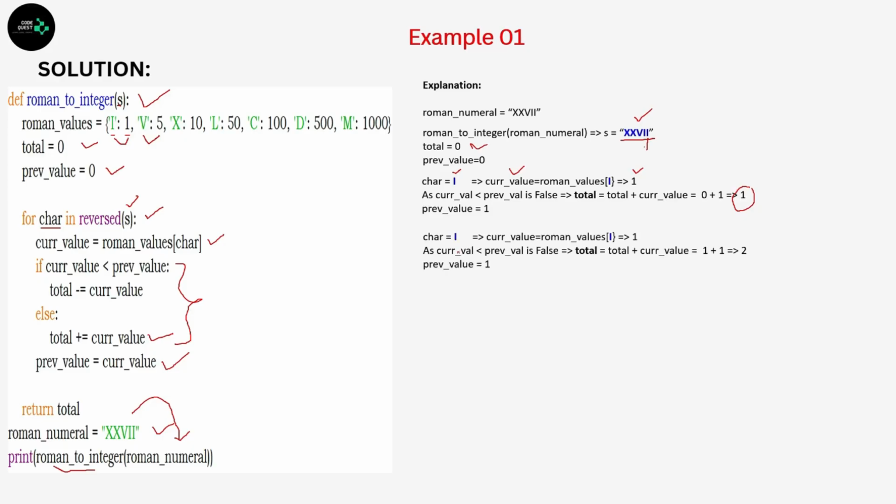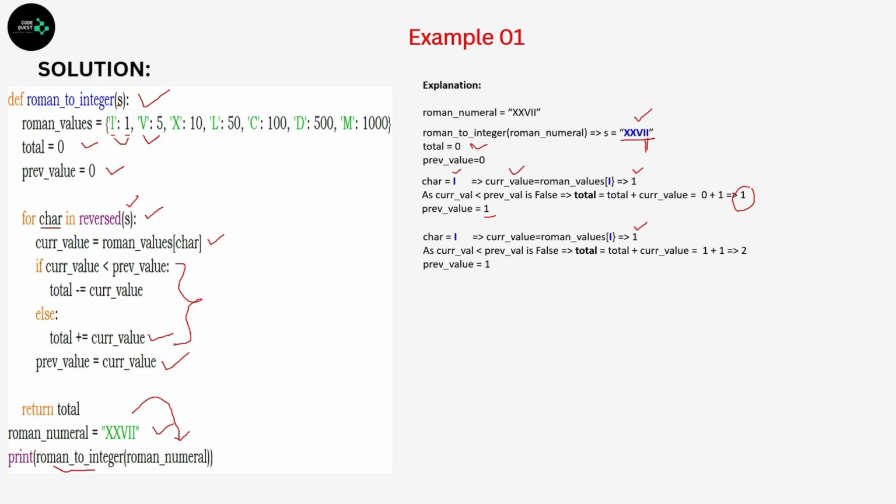Going through the second iteration, the second character from the right has been taken, which is again I. So when I find from the dictionary the corresponding value of I, I again get 1. So the current value is presently holding 1. Now when I check, is the current value 1 less than the previous value? What is the previous value? 1. So 1 less than 1 is false again.